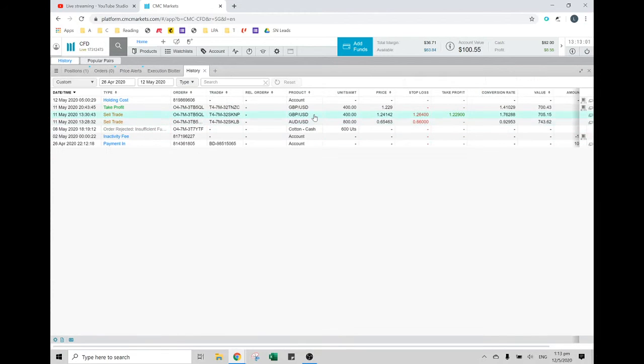Pound is sold off at 1.229. Did I put a take profit there? Huh, what happened? That's interesting. I didn't put an order to take profit at the price. And I made money. So how much did I make?